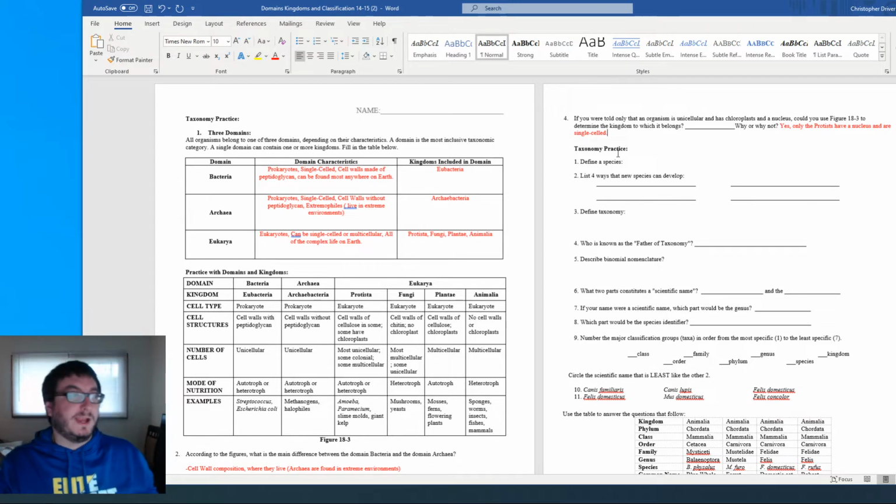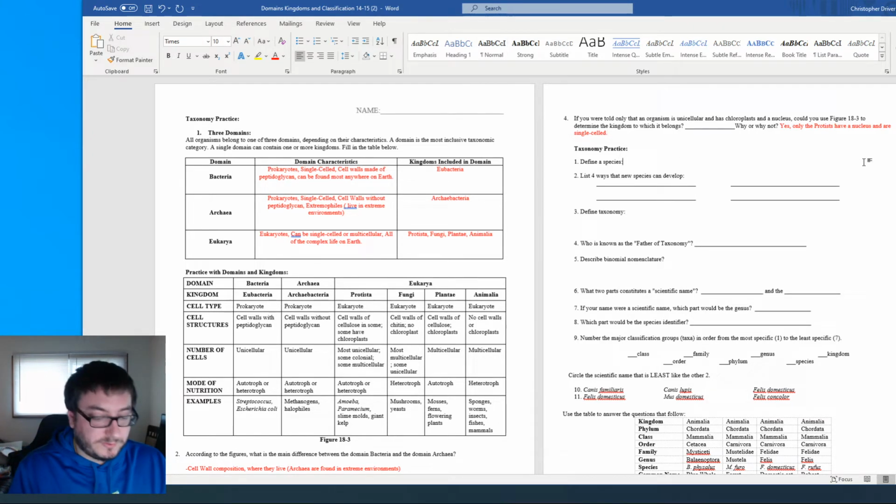Let's look at our taxonomy practice. So the next part of this. For the first one, define a species. We haven't really talked about a lot of this, but I'm going to define a species. We can skip the 4 ways that new species can develop, but mainly it's going to be some kind of isolation from one another, like geographic isolation, or time separation. So one might reproduce at night, one might reproduce during the day. There's just a few different ways that there can be a separation that'll make a new species. But define a species, that should be pretty easy.